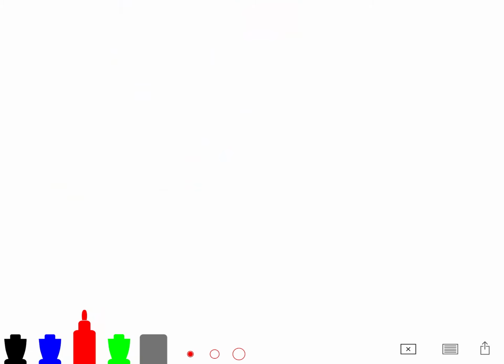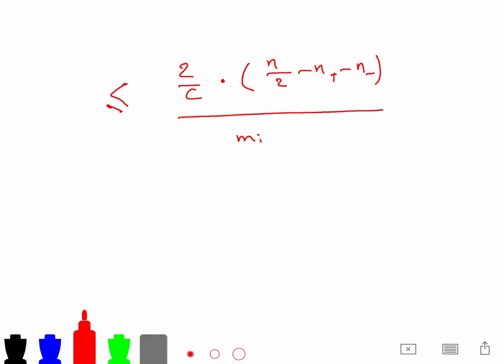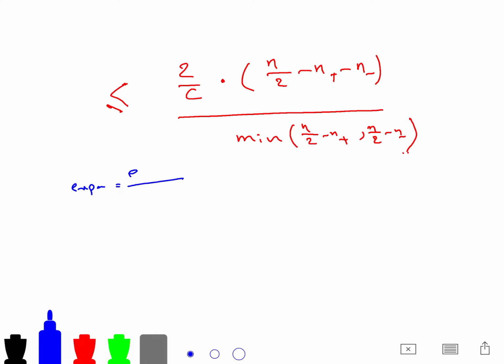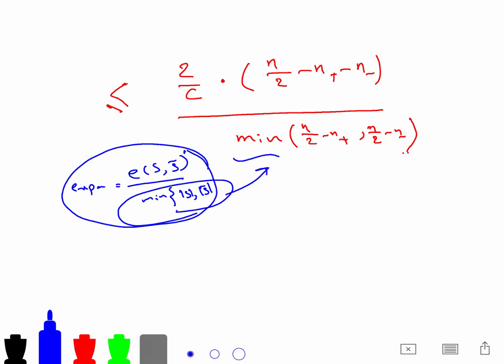The expansion is less than 2 over C times n over 2 minus n plus minus n minus, divided by the min of n over 2 minus n plus and n over 2 minus n minus. This is the definition of expansion. You know, expansion is the number of edges going from S to S bar, over the minimum of the cardinality of S and S bar. You remember this? This is exactly this. This one is the minimum of this, but here we miss some n plus points.